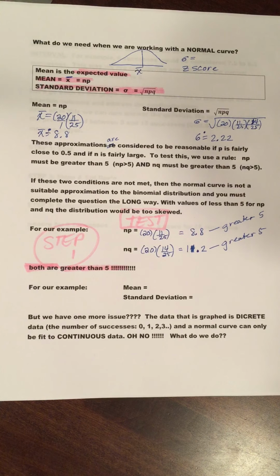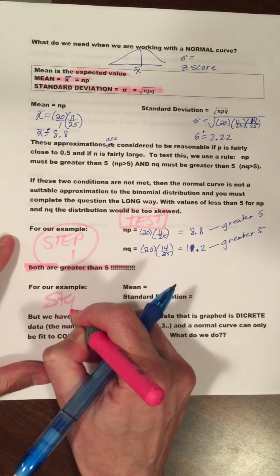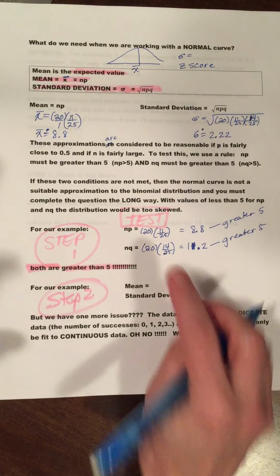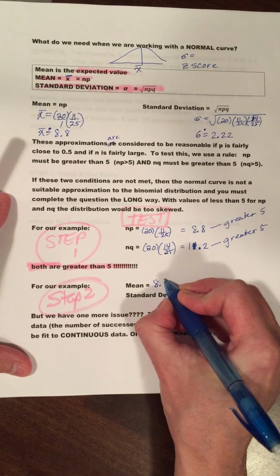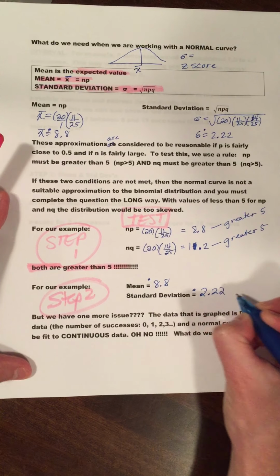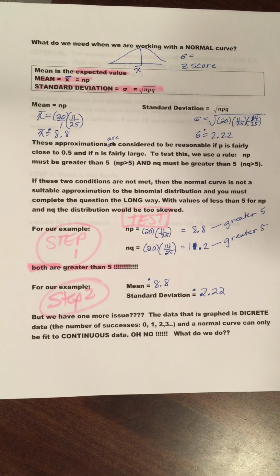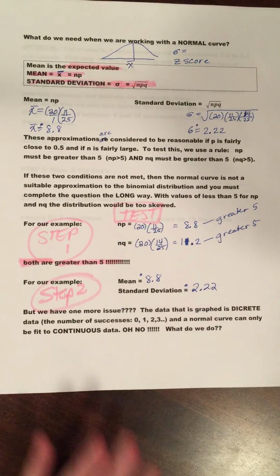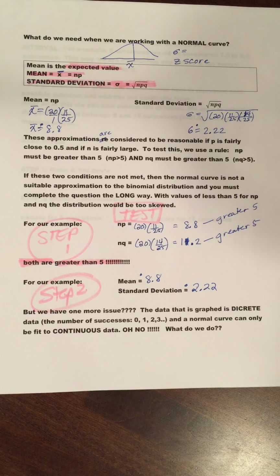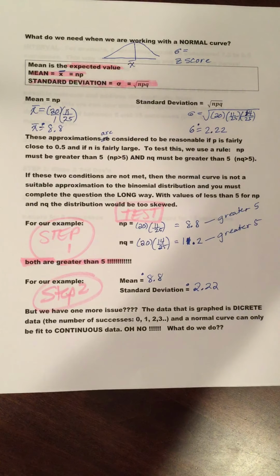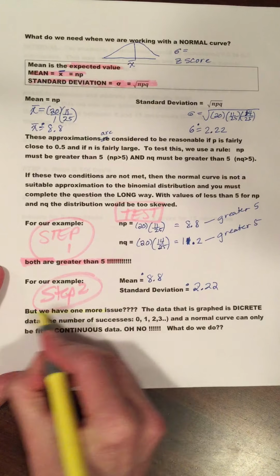Okay, so we've completed step 1. Now we're going to do step 2. Step 2 says, once you've passed the test, calculate your mean and calculate your standard dev. Okay, we're good to go. So you're thinking, okay, we passed the test. Both are greater than 5. We calculated our mean. We calculated our standard dev. What's next? Okay, here comes the next part that I need you listening to me. We got one more issue. You know, in math, there's always one more issue. That's the way it works.